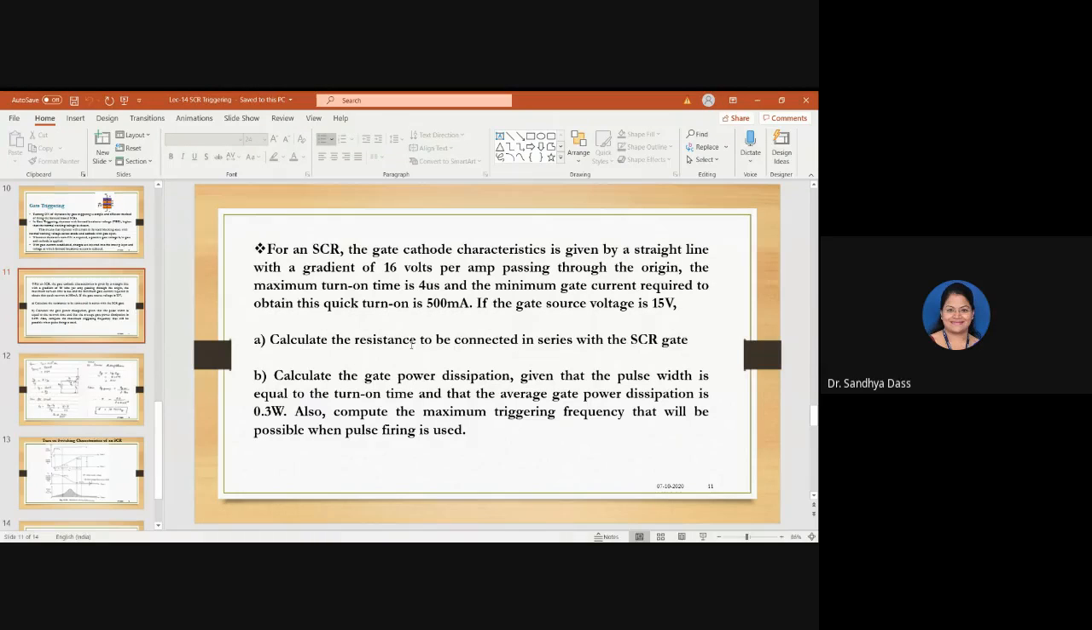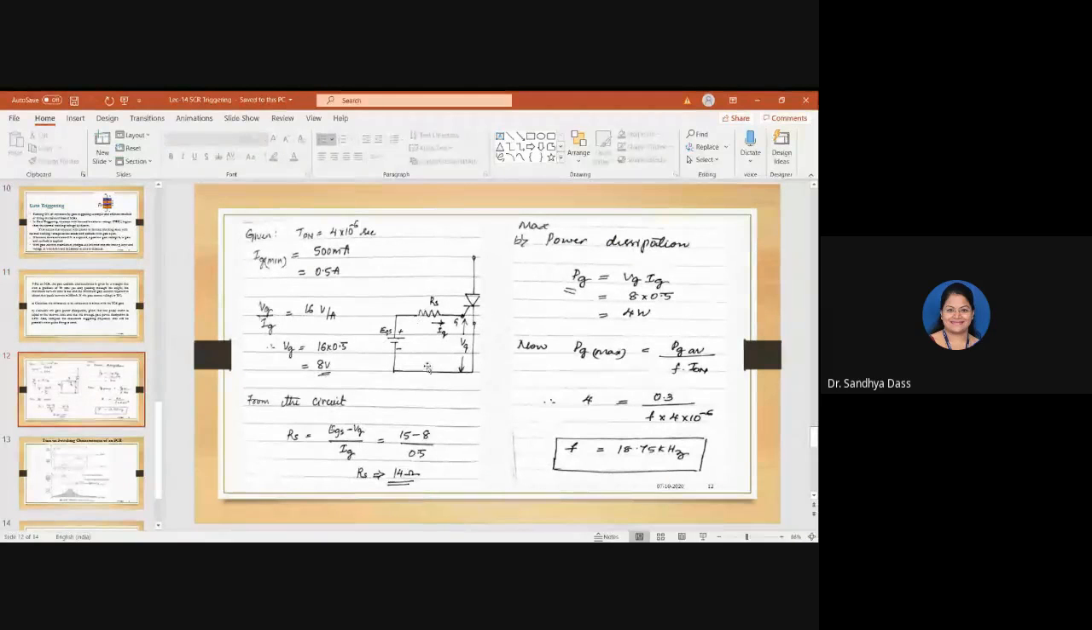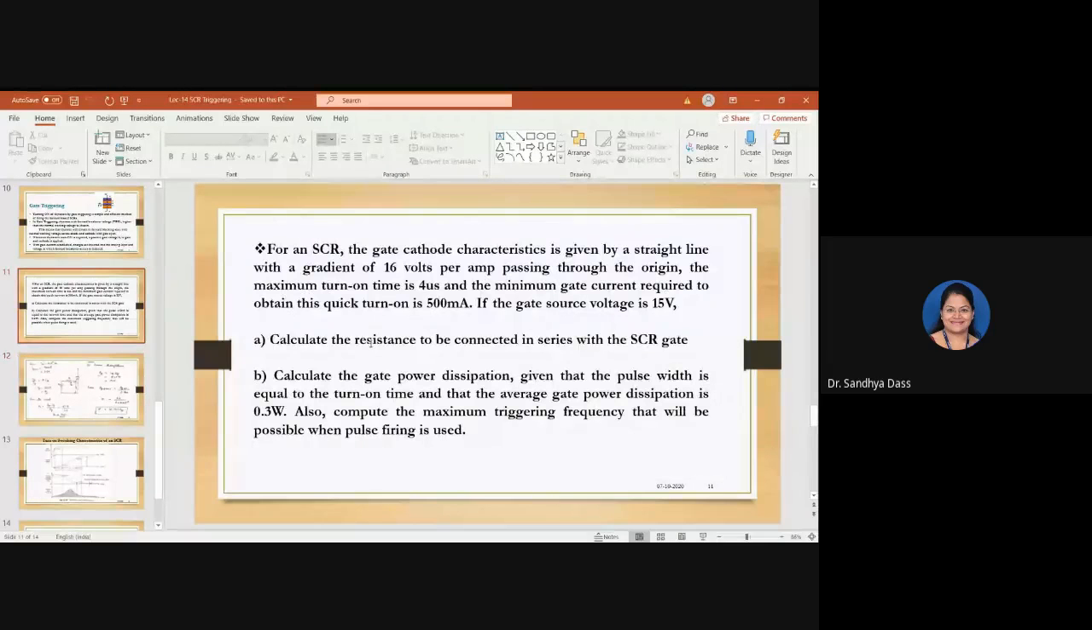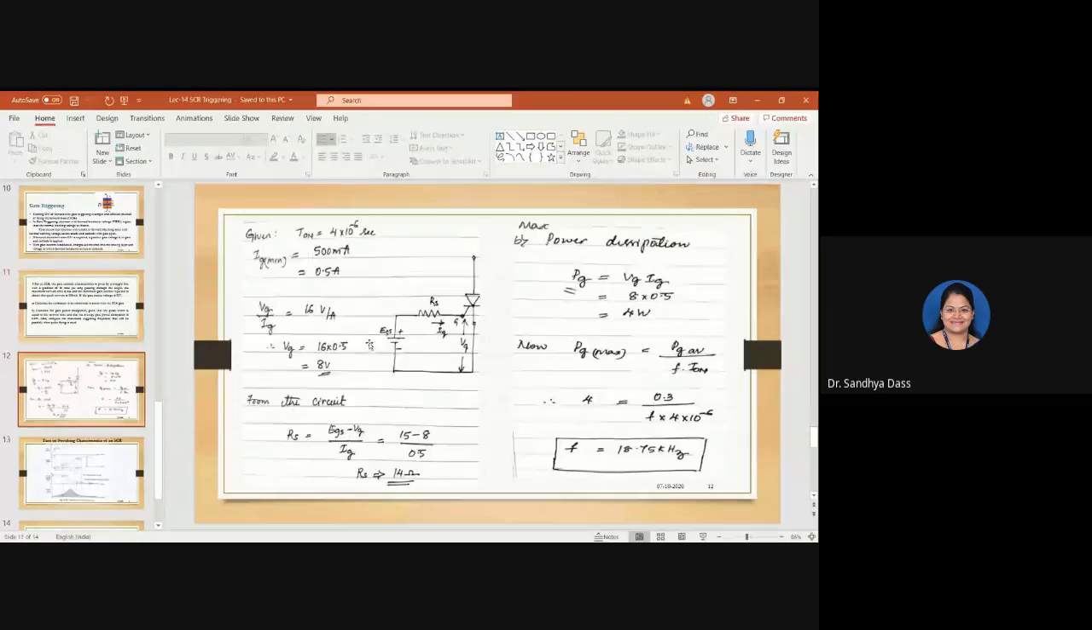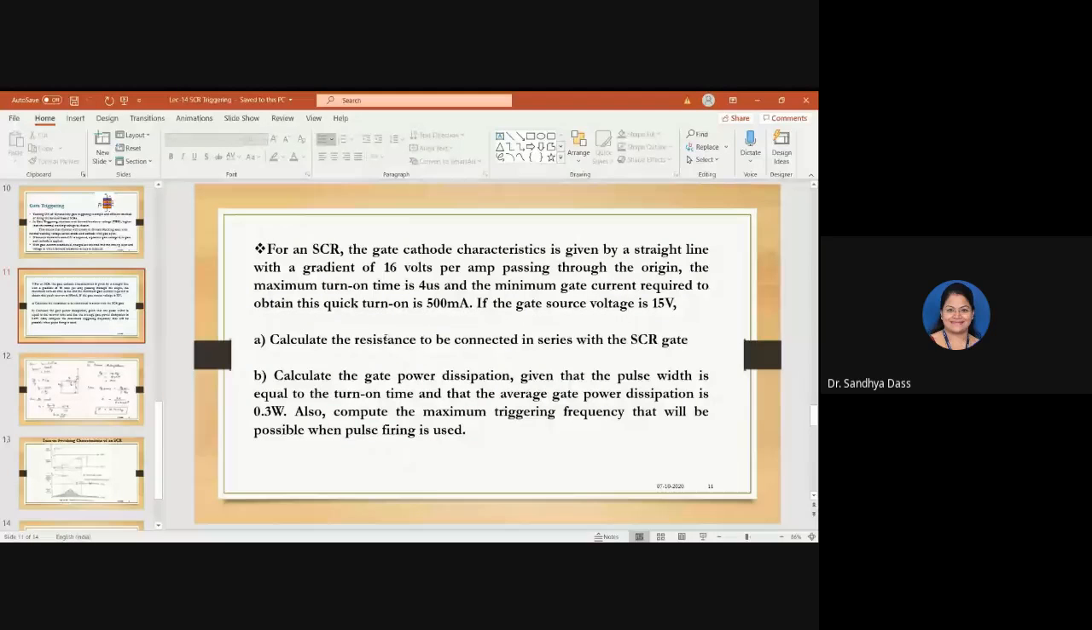Calculate RS. To do that, I had given the hint in the previous session that if you apply Kirchhoff voltage law to this loop, you get ES is equal to VG plus IG RS. In that expression, ES you know, IG you know, but you don't know VG and RS. In the first subquestion, RS is asked, but you don't know VG as well. So VG can be found out by the gradient that is given there. What is gradient?